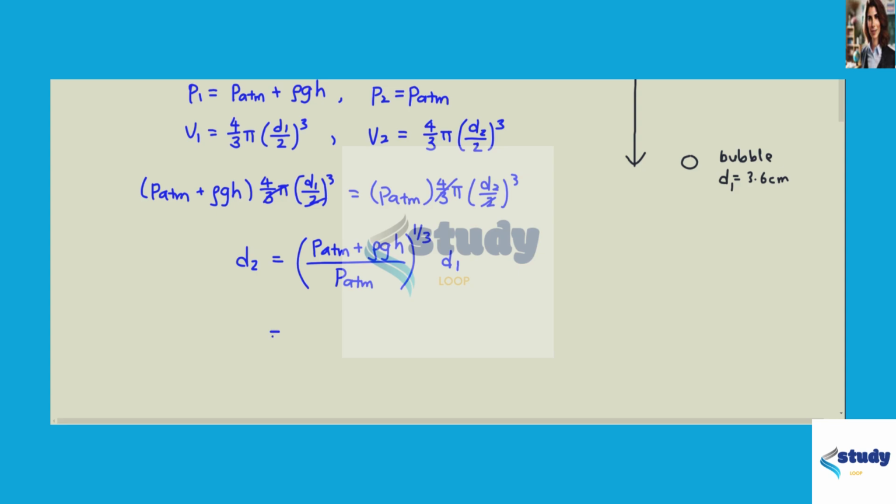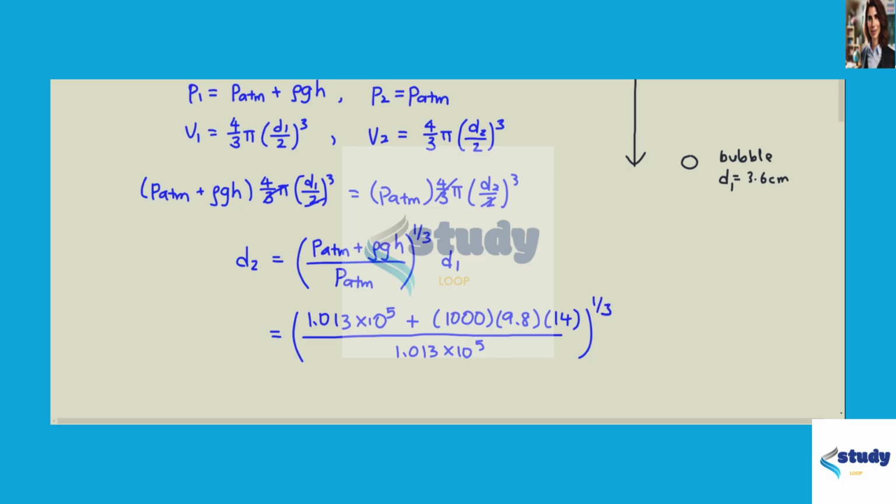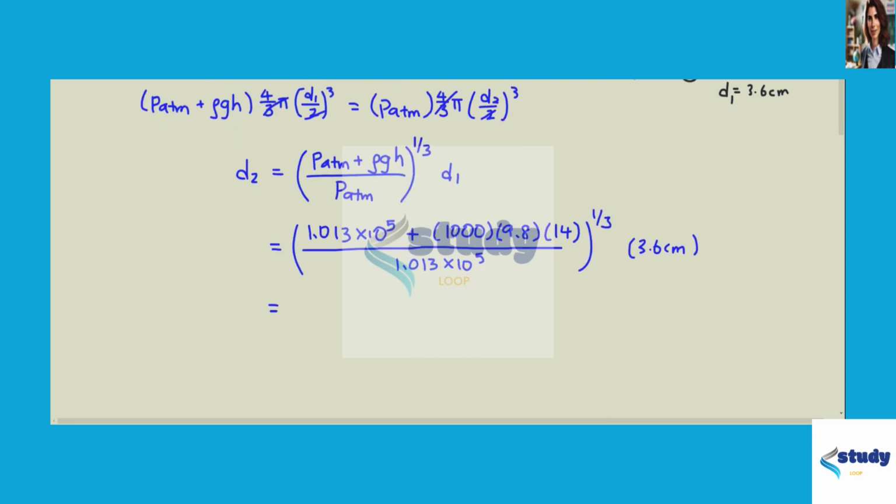So we substitute the numbers. The density of seawater is 1,000, times 9.8, times H which is 14, divided by 1.013 times 10 to the 5, to the power 1/3, and then multiply by 3.6 cm. When you calculate this, you get 4.79 cm. So this is the answer for part A.